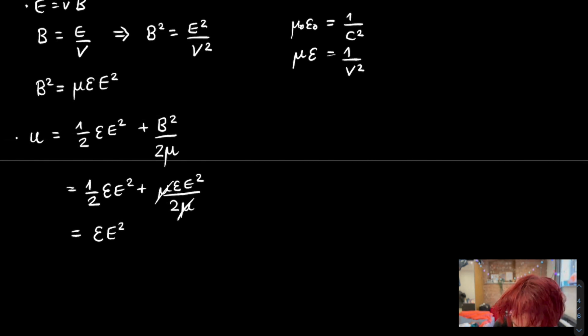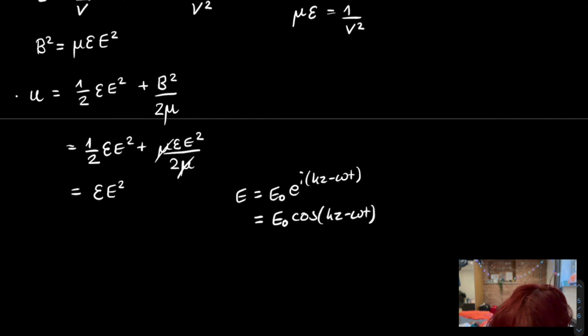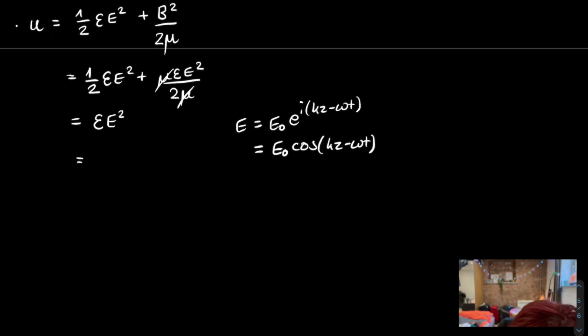But what is our E term right here for an electromagnetic wave? Well, we said that E, if we just write it as a scalar for now, is equal to E naught times e to the i(kz minus omega t). That was it in terms of exponentials, but we're actually just going to use the real part, because we're thinking about the physics of this system. We're not doing any sort of differential equation solving at this point. So we can say that E is equal to E naught, the real part, times cos(kz minus omega t). And if we substitute in that value for E into this equation, we are going to get epsilon times E naught squared times cos squared(kz minus omega t).